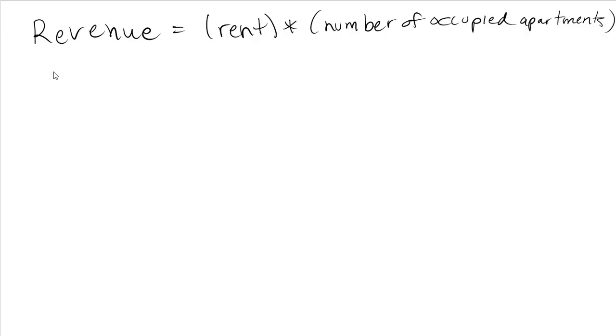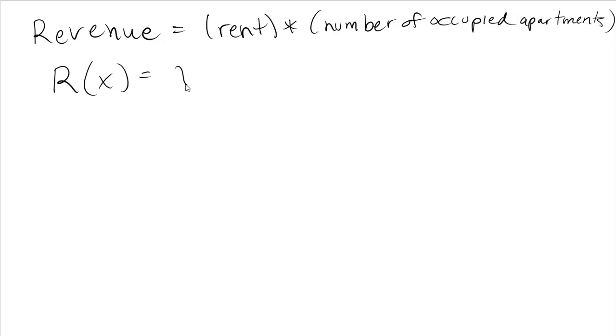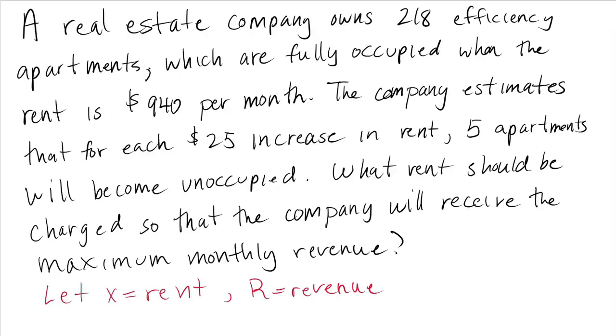We want to rewrite this in symbols. We want to write R as a function of X, where X is the rent. Well, that makes the first part of this easy. The rent is just X. The hard part is going to be coming up with the number of occupied apartments. And I'm going to show you an organized way to do this. You can kind of do this by intuition. You could write it out just by using your intuition, but I want to show you a process to do this.